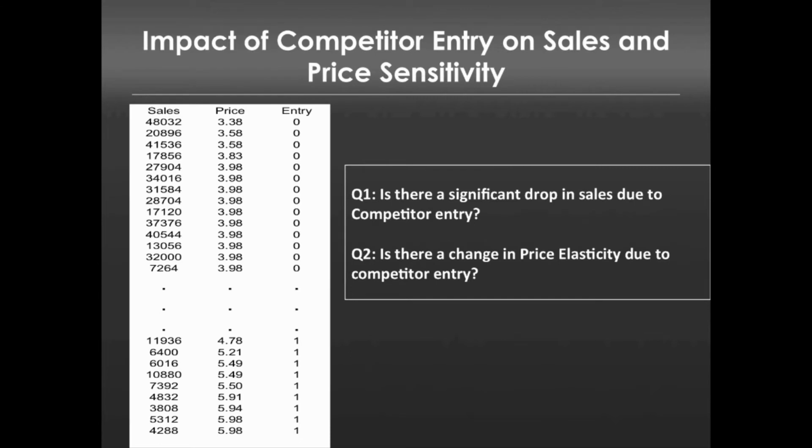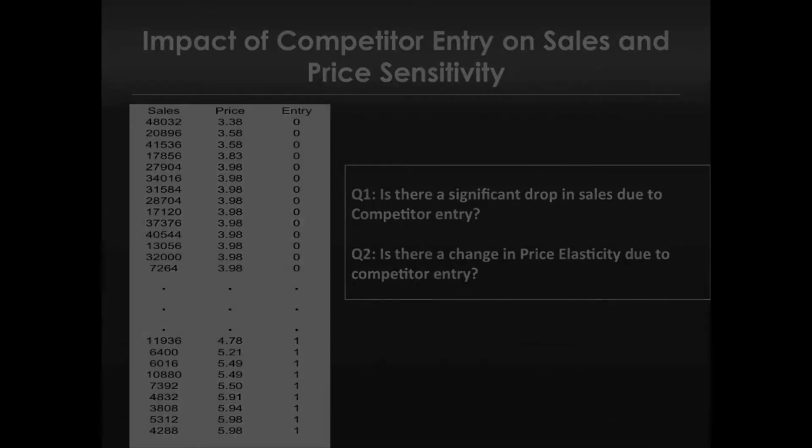So the two questions are, is there a significant drop in sales due to competitor entry? And is there a change in price elasticity or price sensitivity due to competitor entry? The data we have are weekly data, where we have the number of sales units per week, the price at that time, and whether competitors were allowed to enter. This is going to be represented as a dummy code, which is simply a 0-1 indicator variable, where 0 means no competitors entered in this market at the time, and 1 is after the expiration of the patent, where we have competitors in the marketplace.